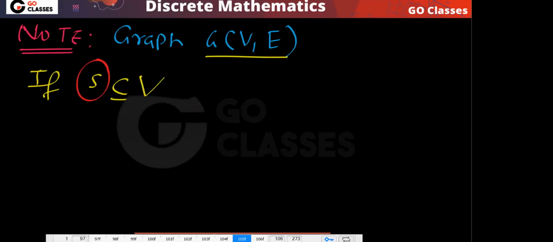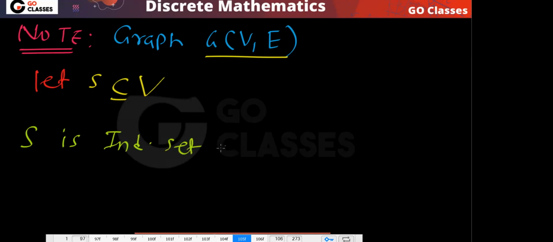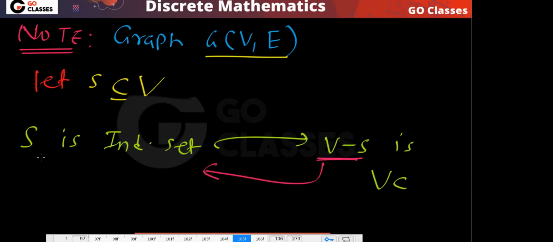Okay, so if S is an independent set, let S be a subset of V. Now this is one point basically: S is an independent set if and only if... If S is an independent set, then what does it mean? It means V minus S is what? Tell me, V minus S is what? That is a vertex cover. And if this is a vertex cover, then S will be an independent set. So there is an if and only if here. If S is an independent set, then V minus S will be a vertex cover. And if V minus S is a vertex cover, then S will be an independent set.